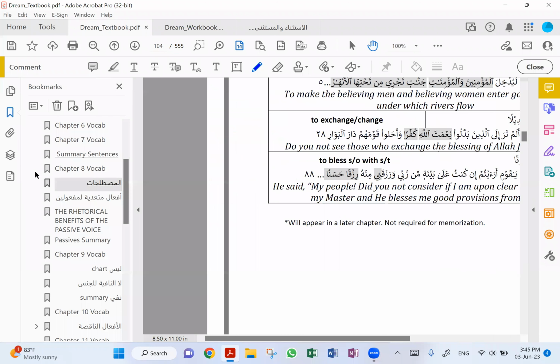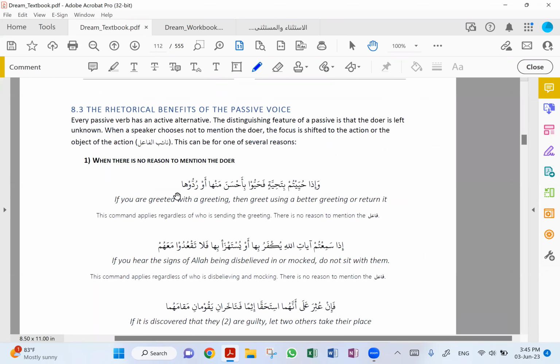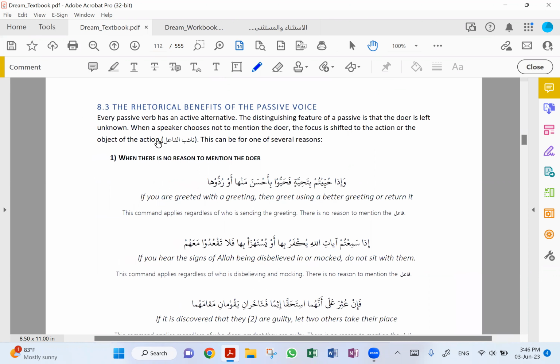What I want us to look at right now is just a couple of uses. What are the benefits of a passive voice? Why do we speak in a passive voice? What is the importance of me saying the cake was eaten instead of me saying Ahmed ate the cake? What is the reason? Especially when it comes to the Quran, not for any other reason. So there are 3 reasons why this is mentioned.